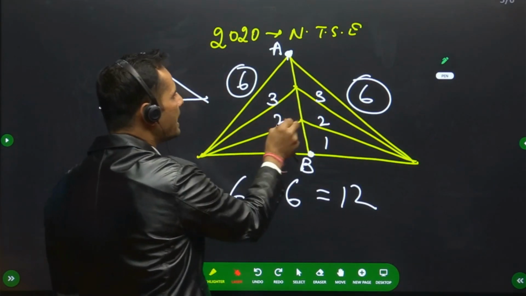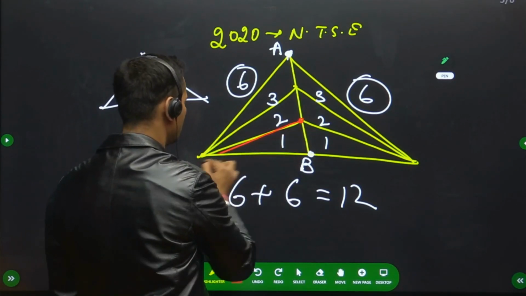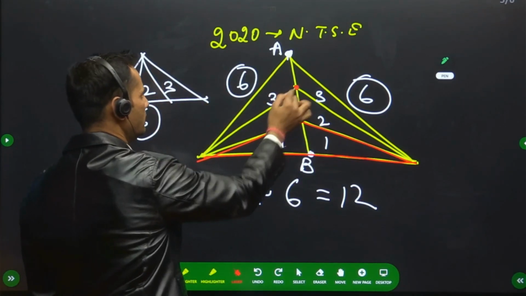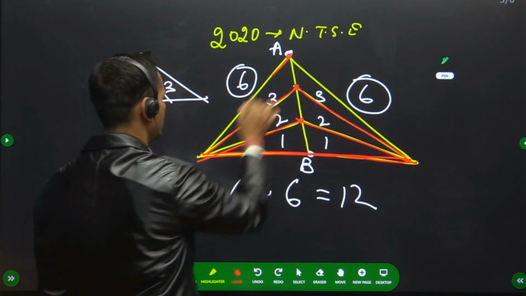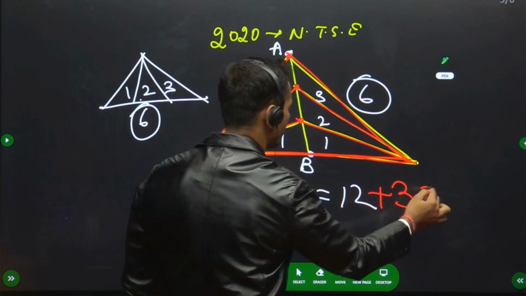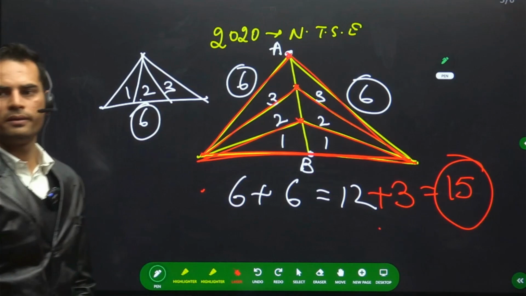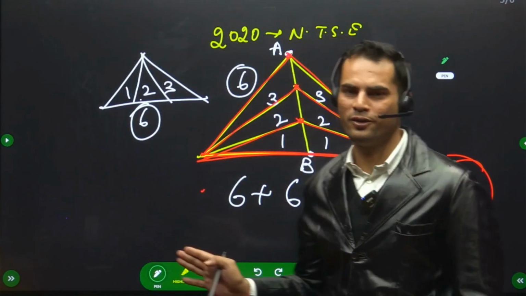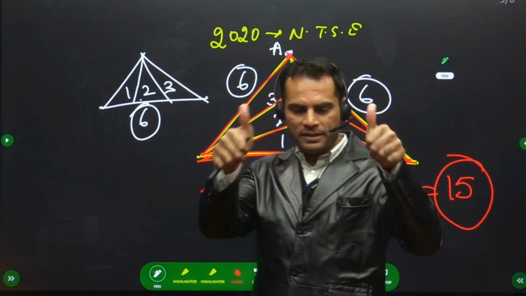Now if we combine both of them, you will get this, the 13th triangle, this is the 14th triangle, and this is the 15th triangle. So 3 more triangles, 12 plus 3, 15 triangles are there. Total, we have got 15 triangles in this particular figure. I hope you have understood. If you have understood, just give me a thumbs up.